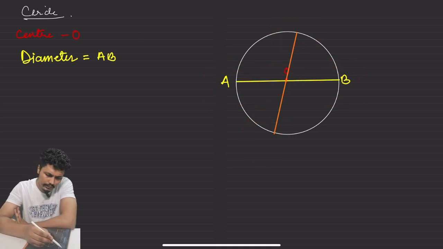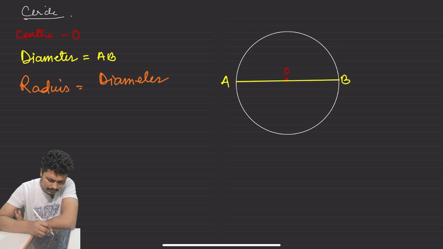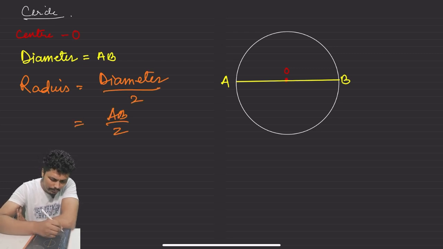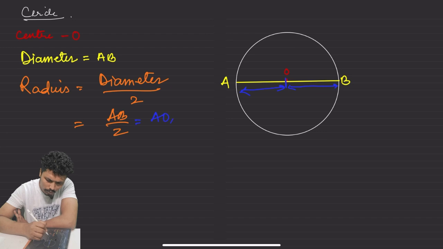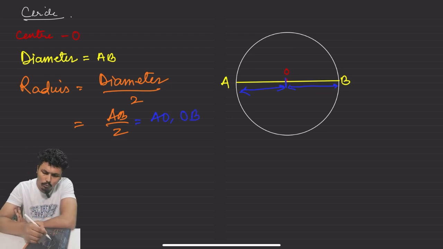Now, let me take only one diameter. Another thing is called the radius. What exactly is a radius? Radius is half of diameter. Radius is diameter divided by 2, so AB divided by 2. Radius means this part, O to B or A to O. This is called the radius, half of the diameter. So I can say this as AO or OB. We know all these things.